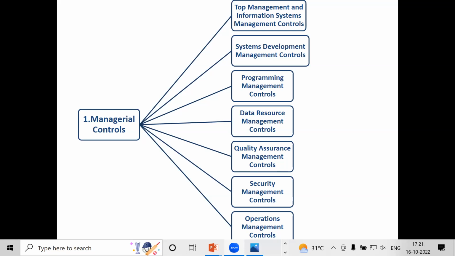Third one is programming management control. So developing the program, what are the controls which are kept inside or embedded inside the application software.